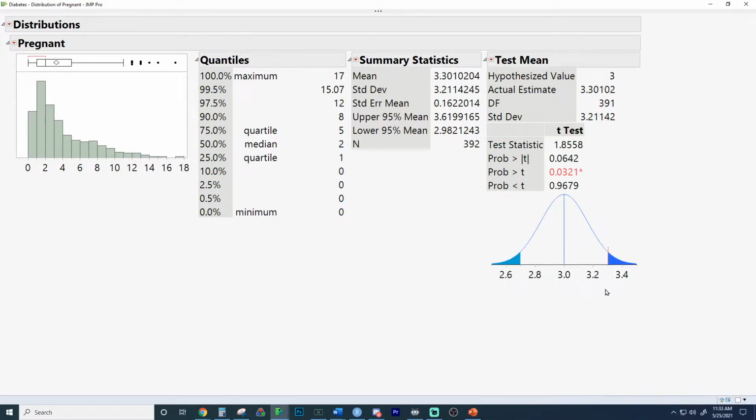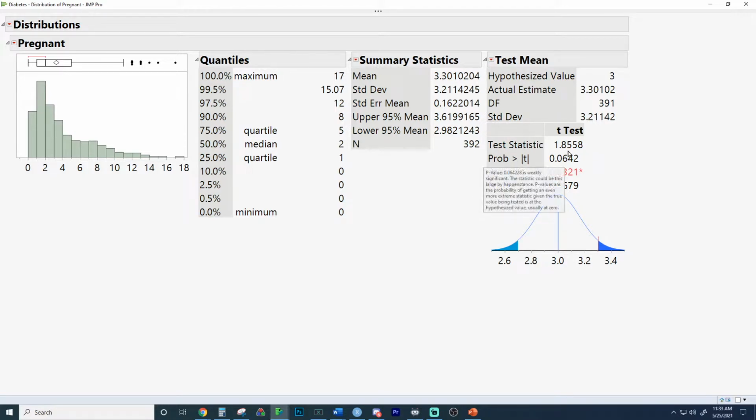So the questions were on the interpretations. How would we interpret this? Well, first, let's mention the p-value. With a p-value of 0.0642, I fail to reject the null hypothesis at what level of alpha? Now, what alpha level do we generally use?